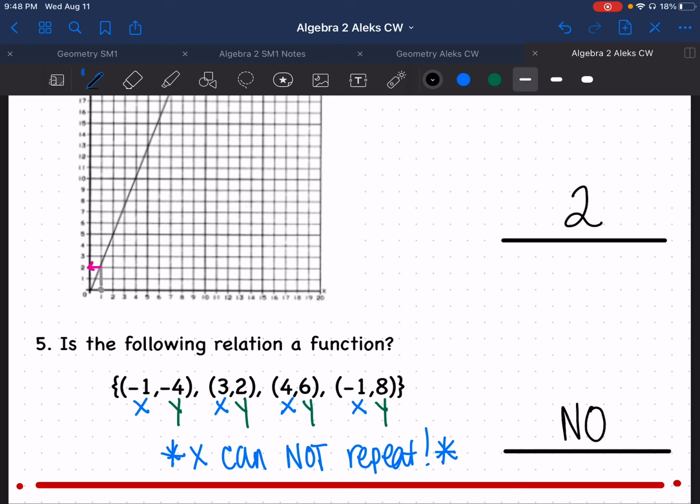No. You don't have to explain why, but I want to explain to you that the reason this is not a function is because I have a -1 for the first ordered pair and I have a -1 for the last ordered pair. Good luck on your quiz.